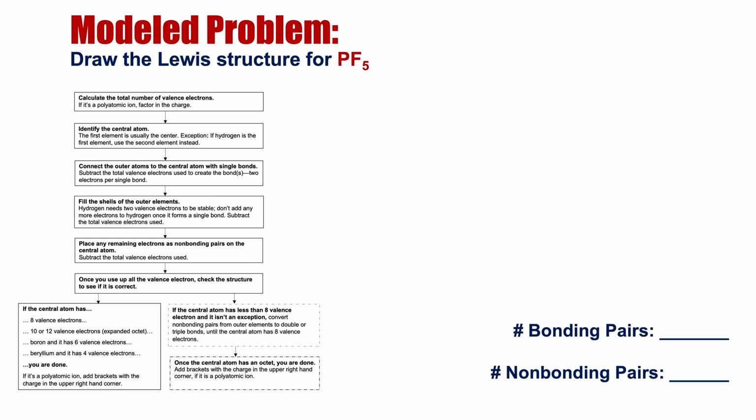Let's look at PF5. Even before I do anything for this, I know that this is going to be an expanded octet because I can see that there's going to be 5 fluorines on phosphorus. If there was 6, same thing. So sometimes you can look at the formula and see that it's going to be an expanded octet. This is an example where I can look at the formula and see that.